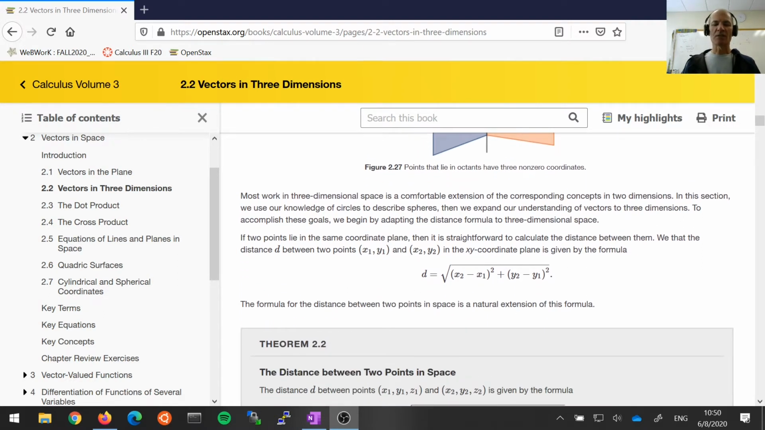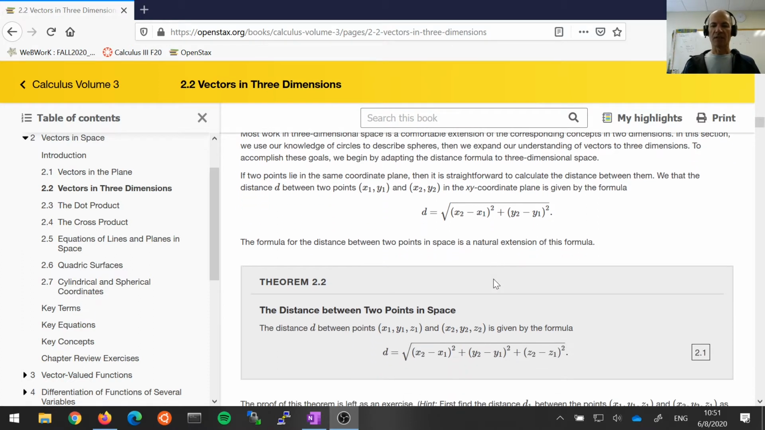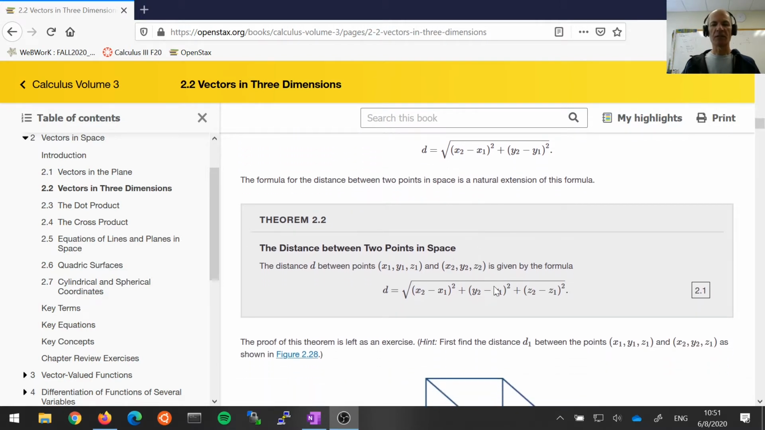You may remember that the distance formula in 2 dimensions is just the difference of the x-coordinate squared plus the difference of the y-coordinate squared, all square rooted. Amazingly, the distance formula in 3 dimensions generalizes in exactly the way you might hope. You have the 2-dimensional distance formula that kind of stops here. You want 3 dimensions, just add another difference of coordinates squared and take the square root.